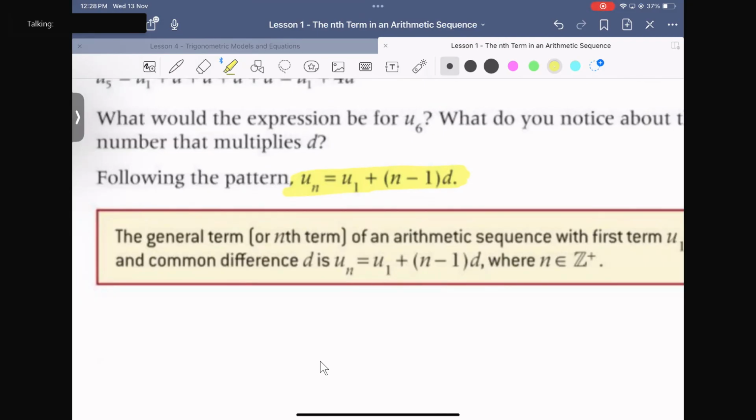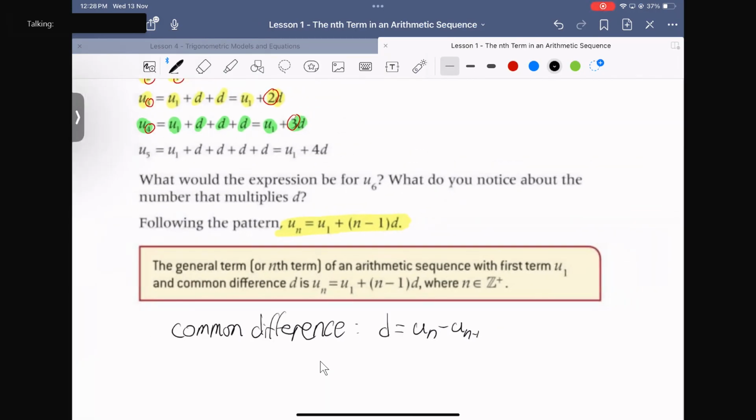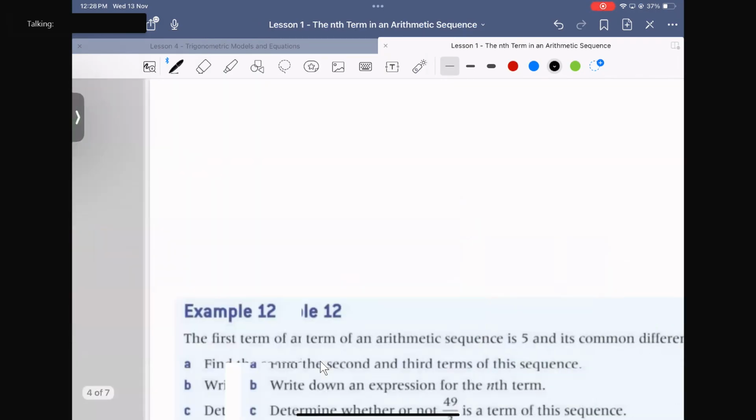The common difference is D. We have a formula for the common difference. Let's write it up because it is really important. This one's not given on the formula sheet, but we can understand it from a conceptual perspective. The formula for the common difference is D equals Un minus Un minus 1, the difference between 2 consecutive terms.